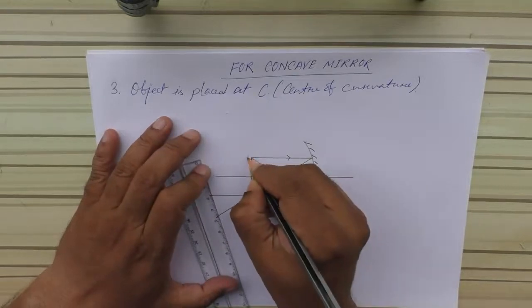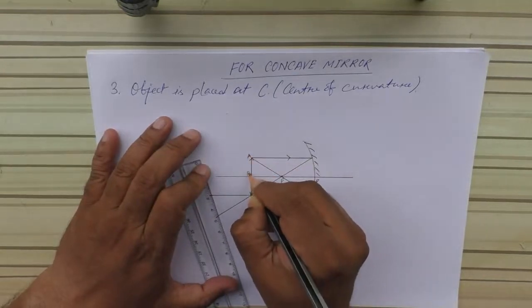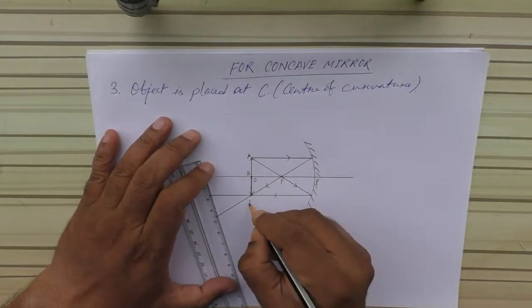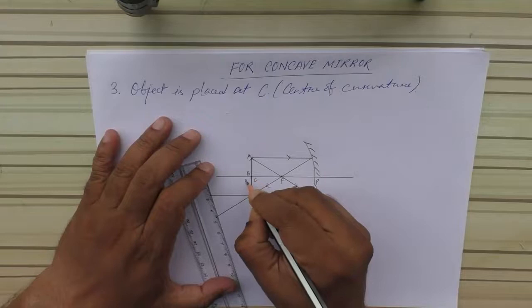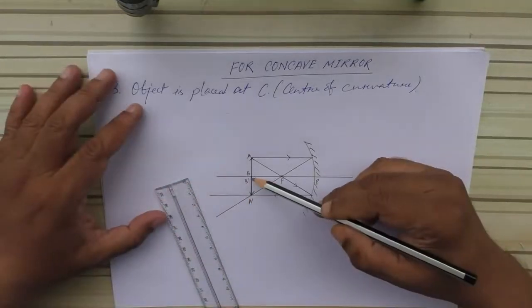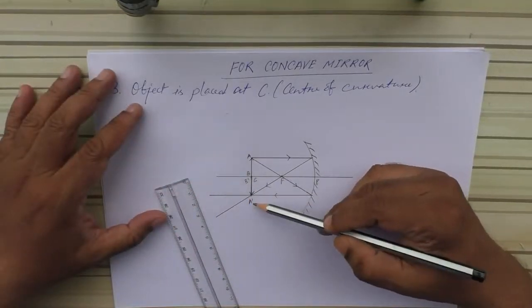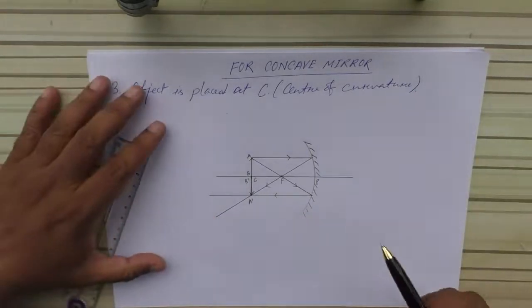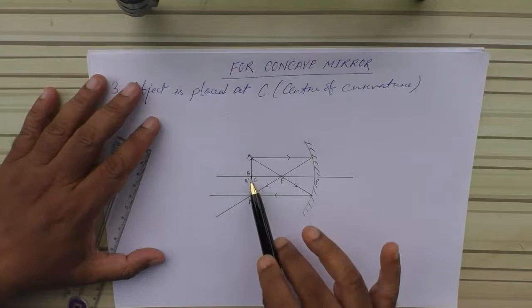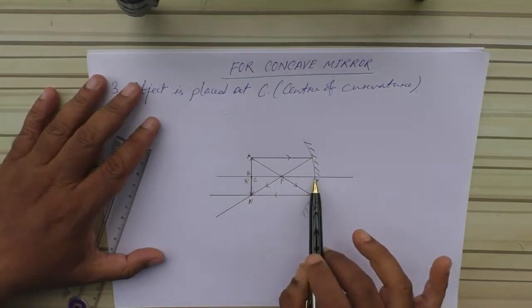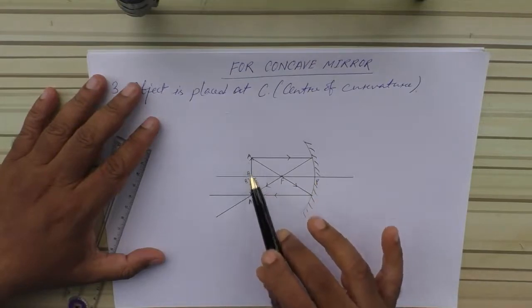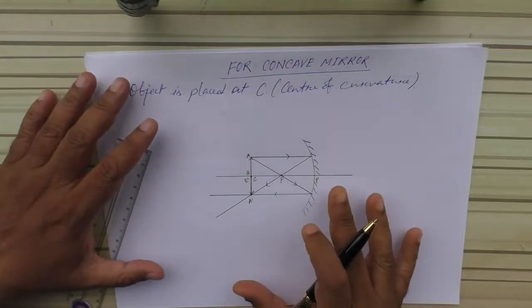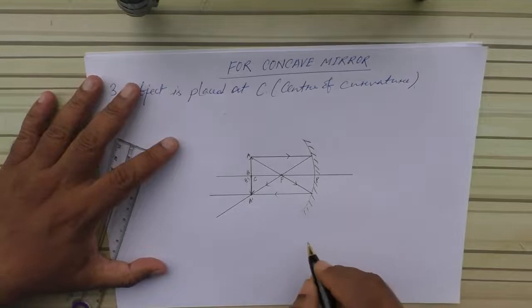You can see here, if object is placed, AB is placed at center of curvature, image is also formed at center of curvature. Object can be represented as AB, image A dash, B dash. In this particular diagram, some measurements are very important. I considered between C and P, it is 5 centimeter and object size 1.5 centimeter. You can also draw for other measurement, that depends on you.